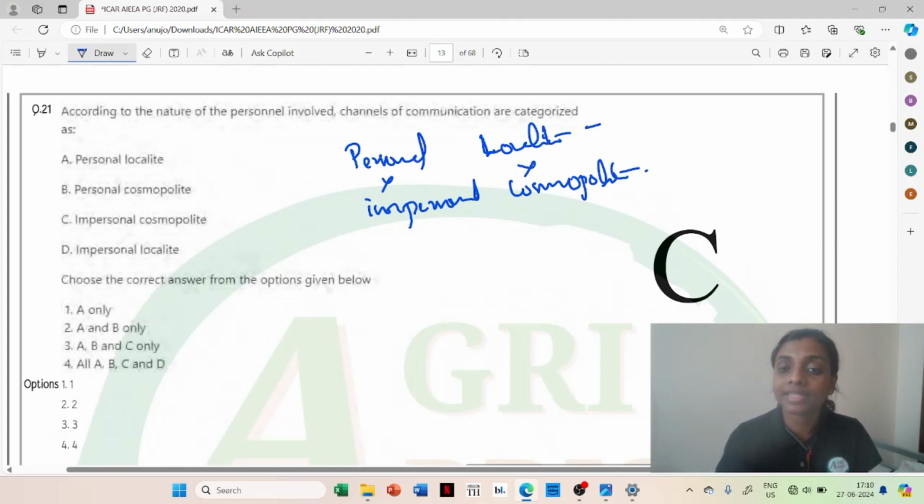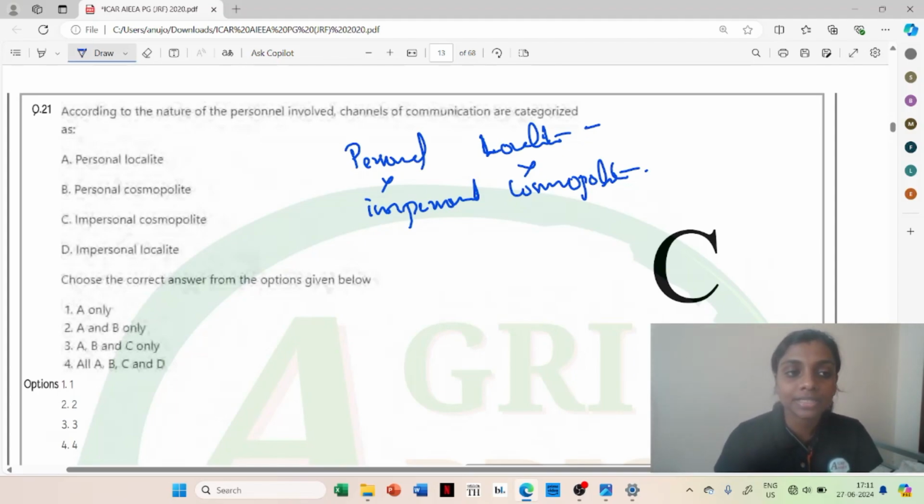Localite means those who are residing within the locality. Say, for example, opinion leaders. They are communicating with the farmers and they are living inside the locality. In opposition to that, cosmopolite means those who are from outside the locality. They are not from the society, the community or the village. They are from outside. The combination of these can be considered as the types of channels of communication.